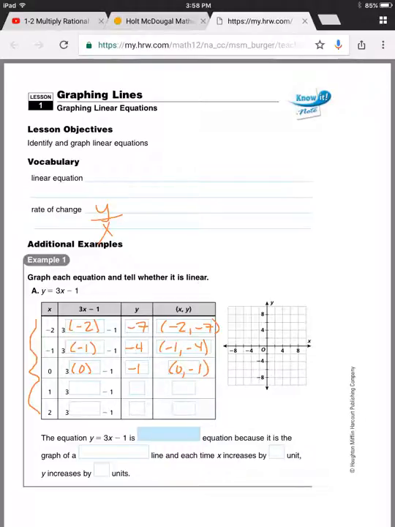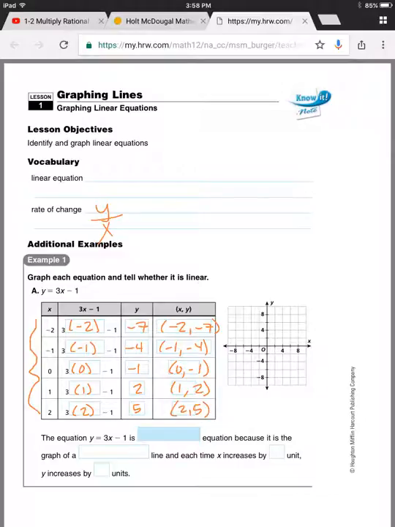Then we're going to evaluate as if x was 1. 3 times 1 is 3, minus 1 is 2. So when my x is 1, my y is 2. Then we're going to evaluate for x being 2. So we're going to multiply by 2. 3 times 2 is 6, minus 1 is 5. So when my x is 2, my y is 5.